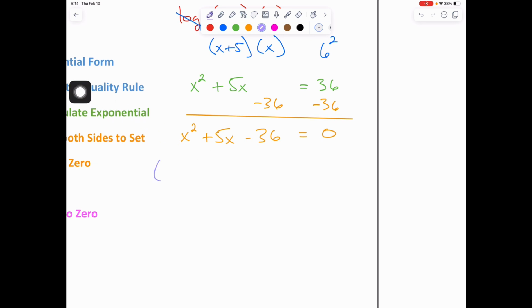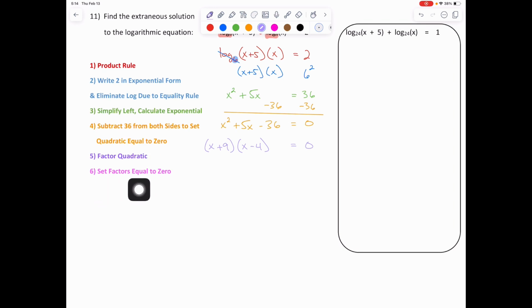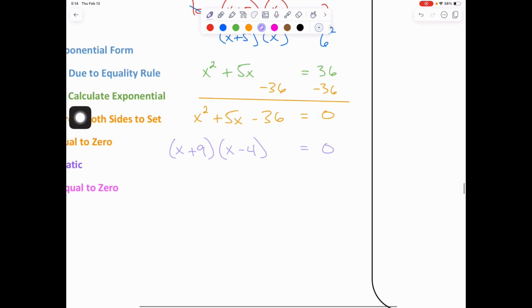All right, so we will use x plus 9 and x minus 4. We'll set those equal to 0. 9 times negative 4 gives us our negative 36, and 9 minus 4, yes, gives us our 5. And then we need to set the factors equal to 0. Well, just by doing so, let's actually take a look at it. We'll set them both equal to 0.